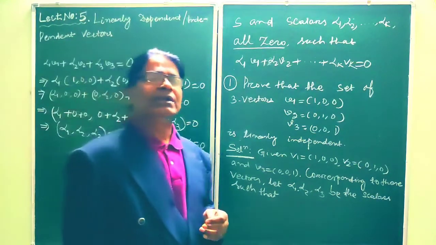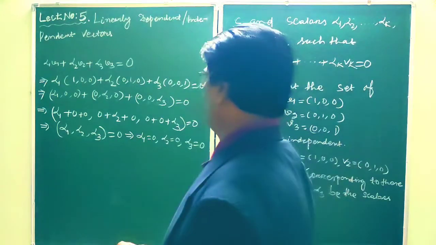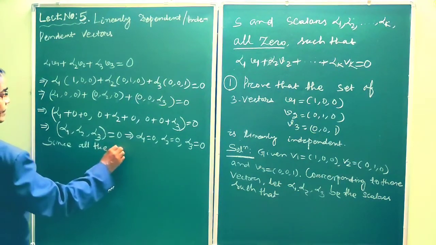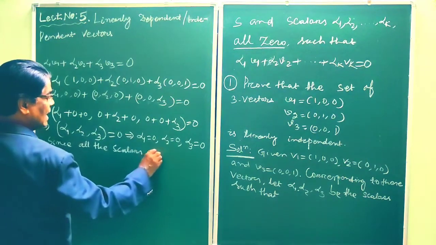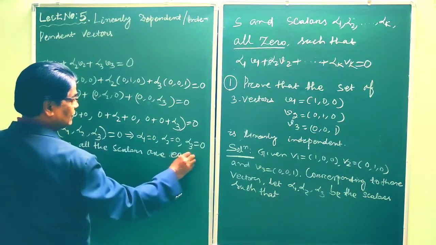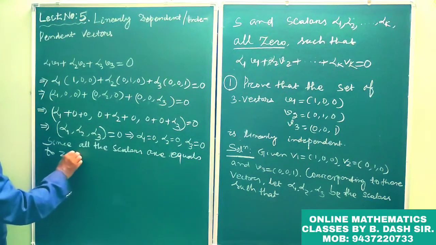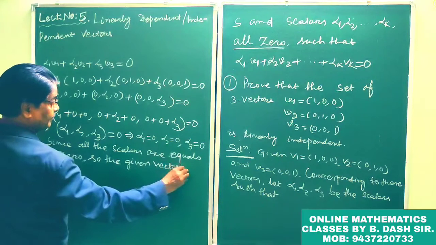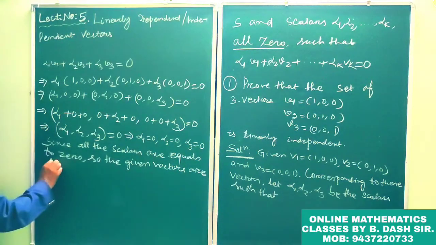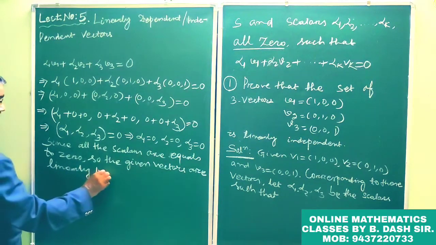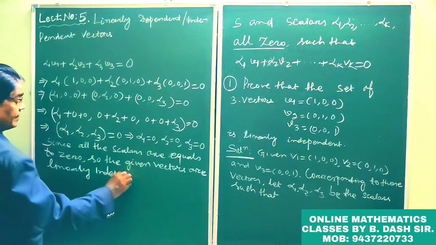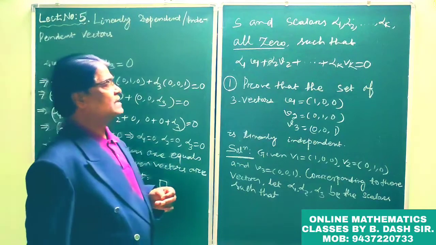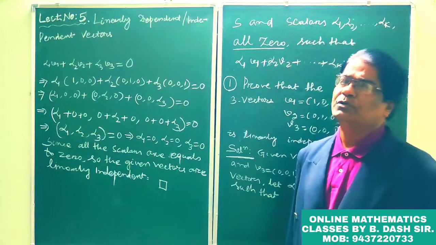So all the scalars are equal to 0. It means the given set of vectors are linearly independent. Since all the scalars are equal to 0, the given vectors are linearly independent. Proved.